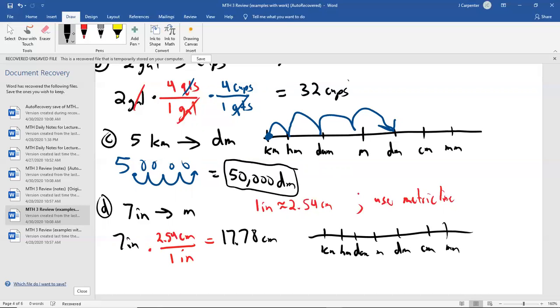Then we can have our line: km, hm, dam, m, little dm, cm, mm. So we're starting in centimeters, which is over here. We're converting to meters, which is 2 to the left. So that's what we do to this decimal place. We're going to move it twice to the left. So 17.78, 1, 2 to the left. So this would be 0.1778 meters.